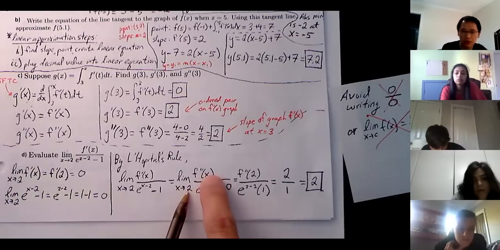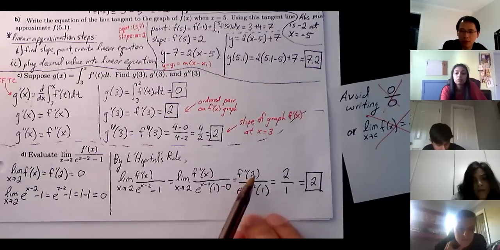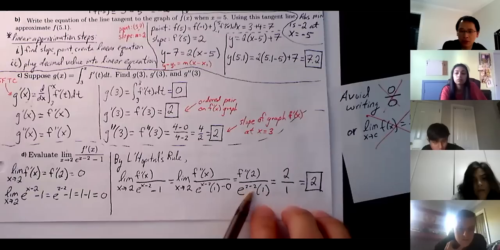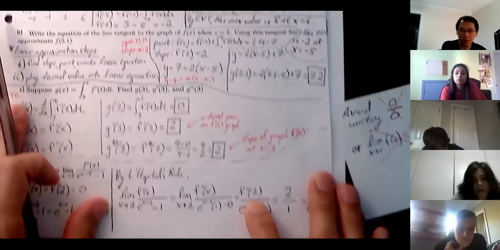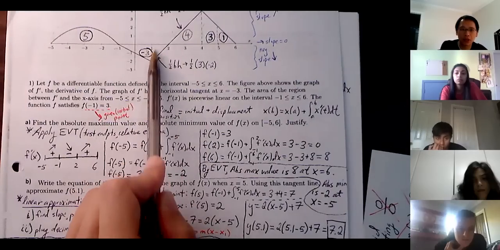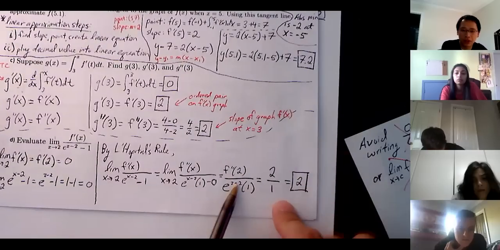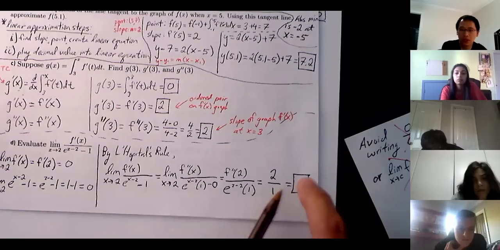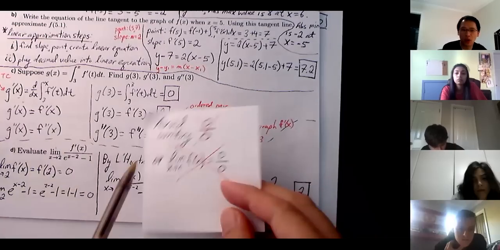So plug 2 in for any remaining x's that you see. That gives us F double prime of 2 over e to the 2 minus 2. F double prime of 2 is asking for the slope of the F prime graph at 2. So the slope of the F prime graph here is just up 2 over 1, a slope of 2, right? That's a slope of 2 here. And then e to the 2 minus 2 is just e to the 0. Right? e to the 0 is 1. 1 times 1 is 1. So 2 over 1 is 2. Now we've gone through L'Hopital's rule, but in our entire process, we've avoided writing this notation.